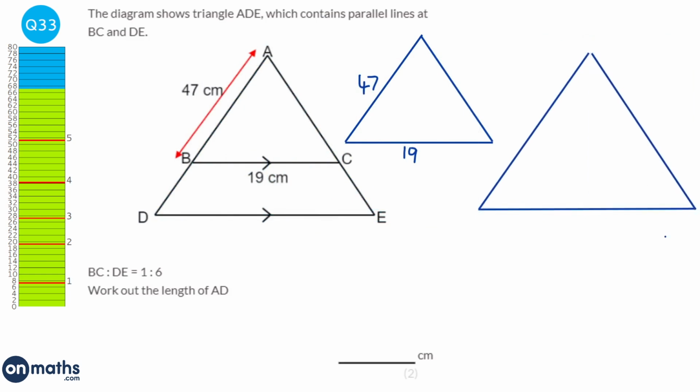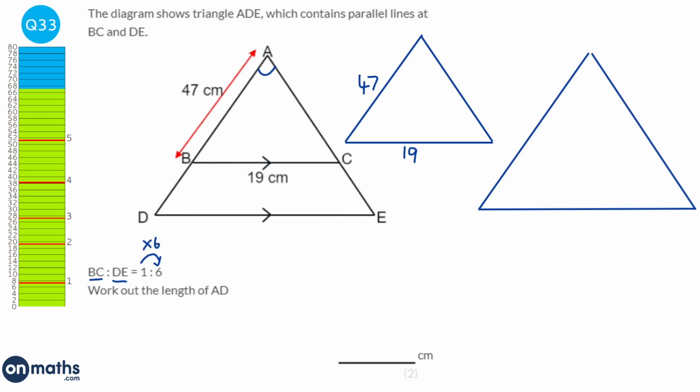Okay, now we know that both of these triangles are similar, and the reason is they share an angle and the lengths at the bottom are parallel, so they will be similar, which means one's an enlargement of the other. And we are given some information in the question that the ratio of BC to DE is 1 to 6. So BC is this length here, and DE is this length here. So we're actually given the scale factor because we know that 1 times 6 is 6.